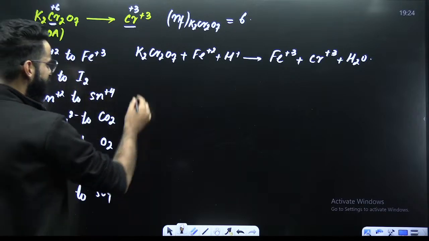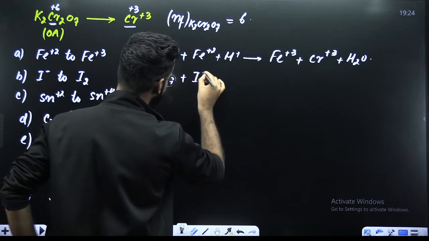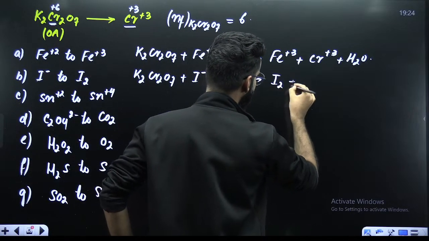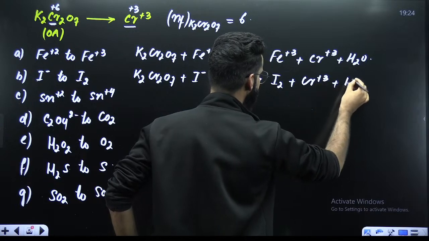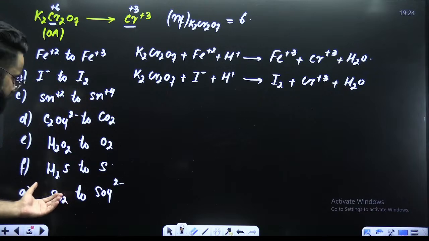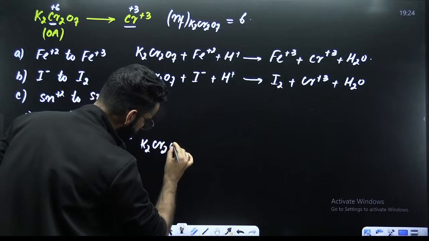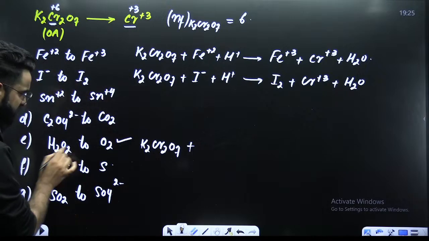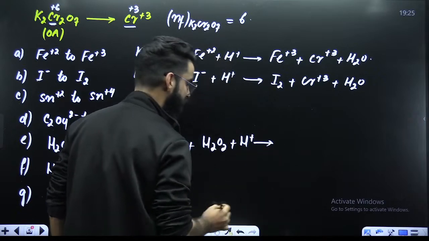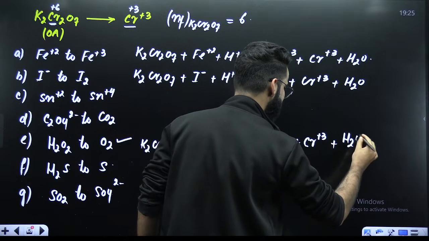My dear students, similarly, let's write one more reaction. The same K2Cr2O7 converts I negative, in acidic medium, into I2. Itself it gets converted into Cr tri-positive, and with this you'll be writing water as well. You can write any of these reactions mentioned. For example, K2Cr2O7 converts H2O2, in acidic medium, into O2. Itself it gets converted into Cr tri-positive, and with this you'll be writing water as well. So this is the reaction.